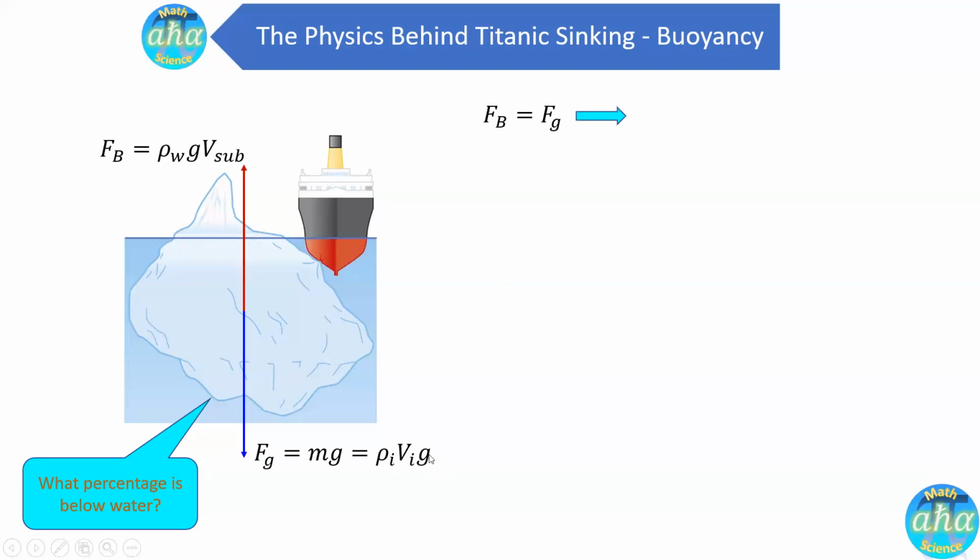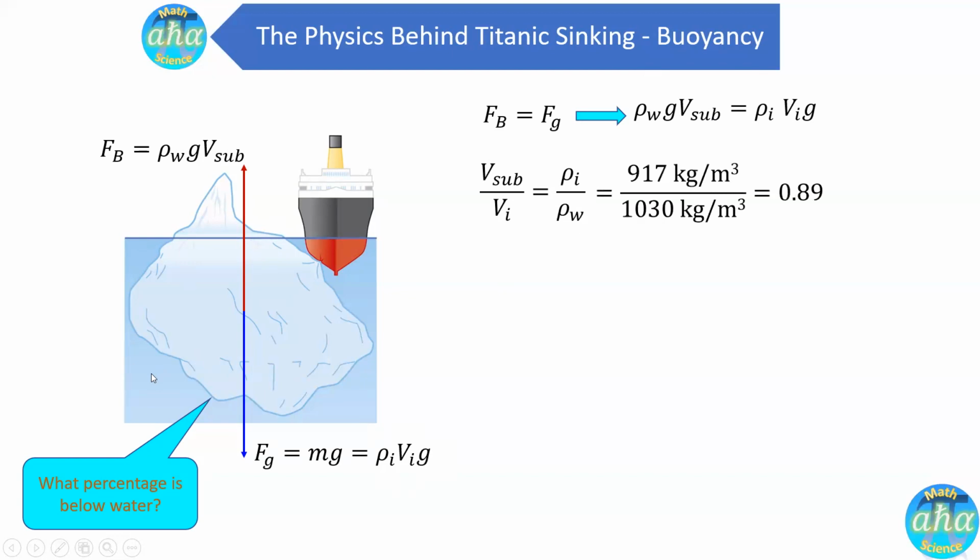Using the expressions here for the force of gravity and the force of buoyancy, we can equate these two terms. Once we cancel the g constant, since it appears on both sides of the equation, we can find the ratio of the submerged portion to the total volume of the iceberg. So the portion submerged to the total volume of the iceberg is equal to the ratio of the density of the iceberg, rho i, over the density of the seawater.